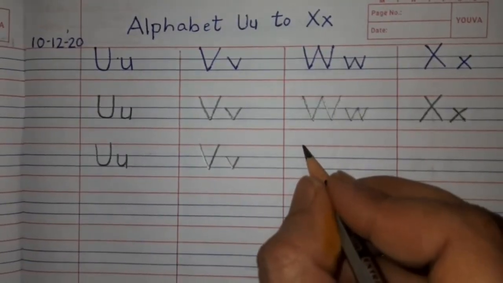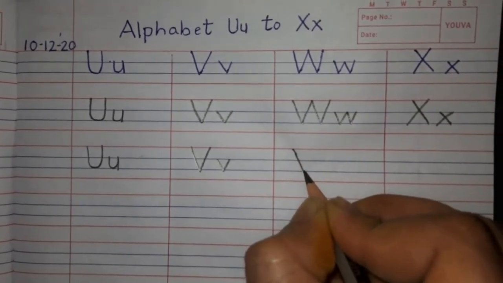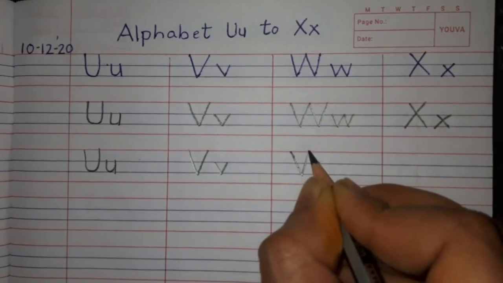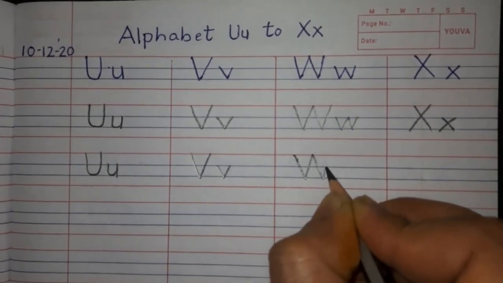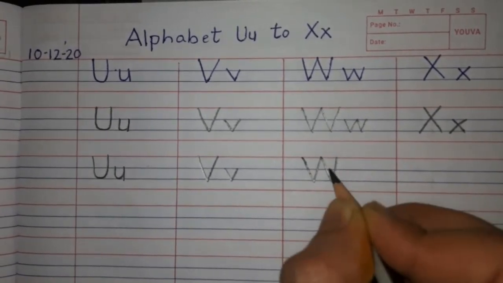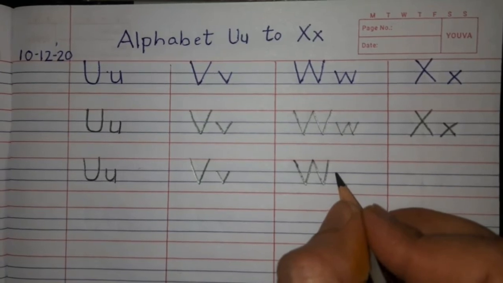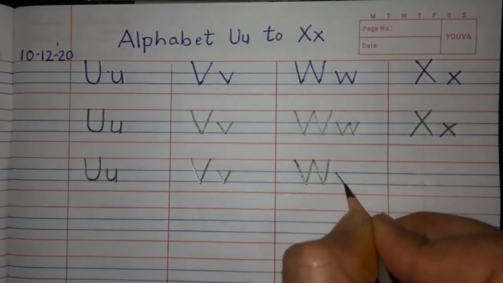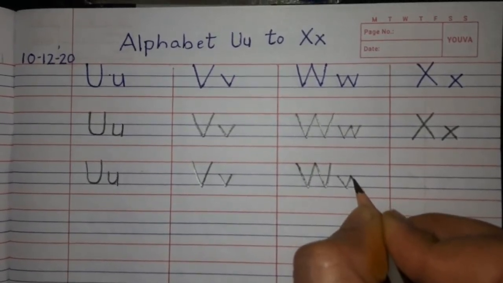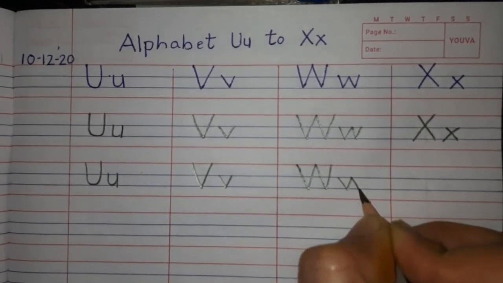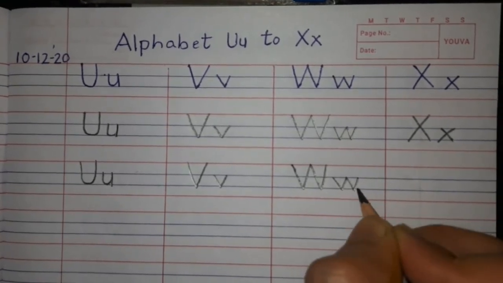For capital W, we will start from the first red line, slant down, touch the second blue line, slant up, touch the first red line, again slant down, touch the second blue line, slant up, touch the first red line, capital W. For small w children, we will start from the first blue line, slant down, touch the second blue line, slant up, first blue line touch, and then come down slant, touch the second blue line and go up slant, touch the first blue line, small w.